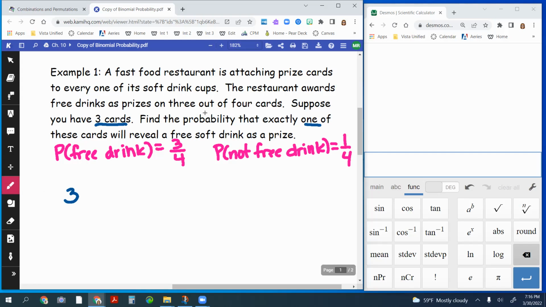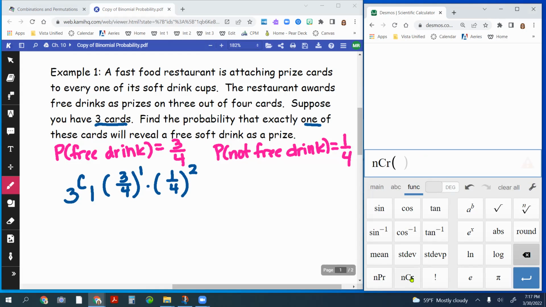So we're going to go 3 cards, choose 1 success. A success is a free drink, which is going to be 3/4 raised to the power 1 times a failure, which is 1/4, raised to the power 2, because we want exactly 1 success. And we're going to put that in our calculator. Quick note, anything choose 1 is going to be that number. So 3 choose 1 is 3.